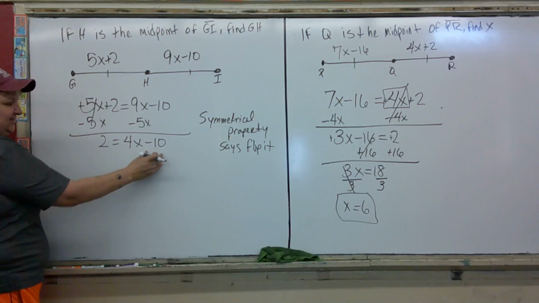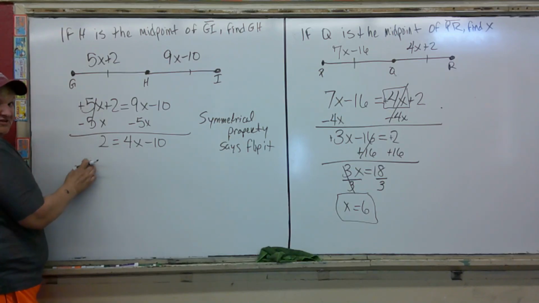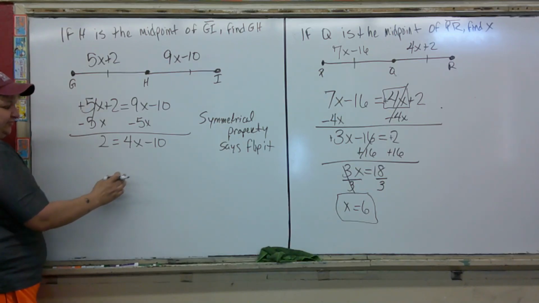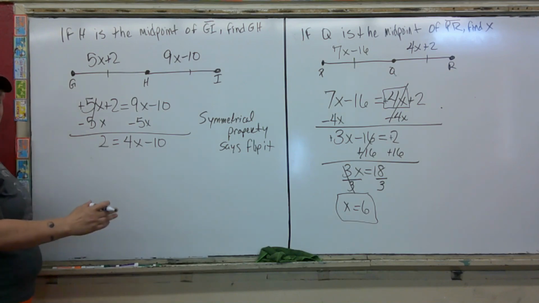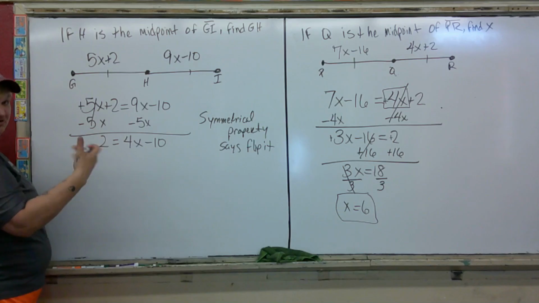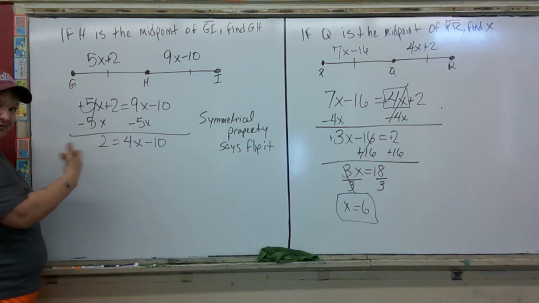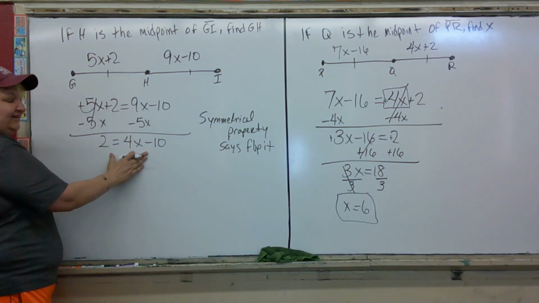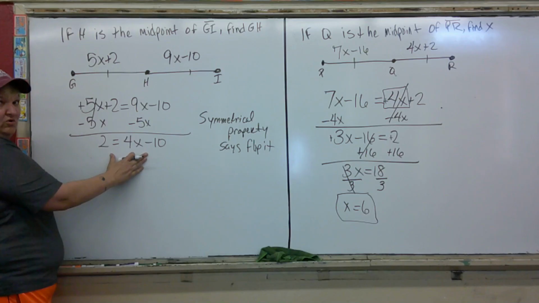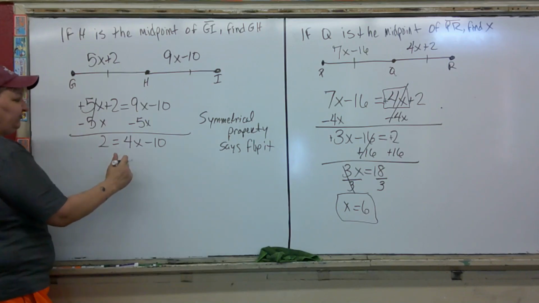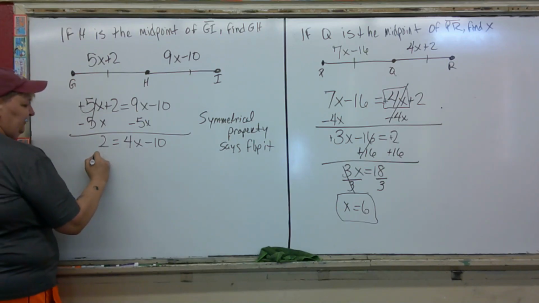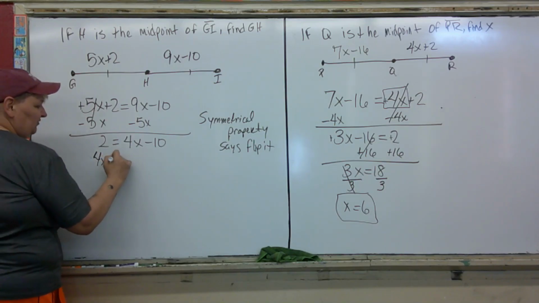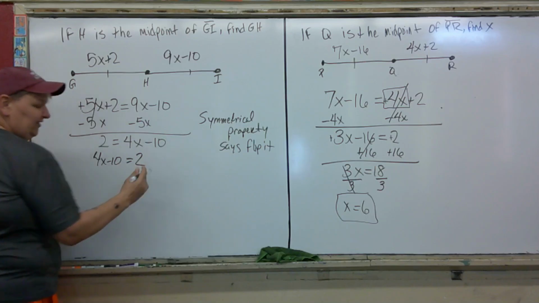Otherwise, you have to add 10 to both sides, divide both sides by 4, and you're going to end up with something equals x. And then at the end, you could still just flip it, put the variable on the left-hand side, right? But if your brain gets here and it's like, whoa, that looks wrong, fix it, just flip it. 4x minus 10 equals 2. Now it makes more sense.